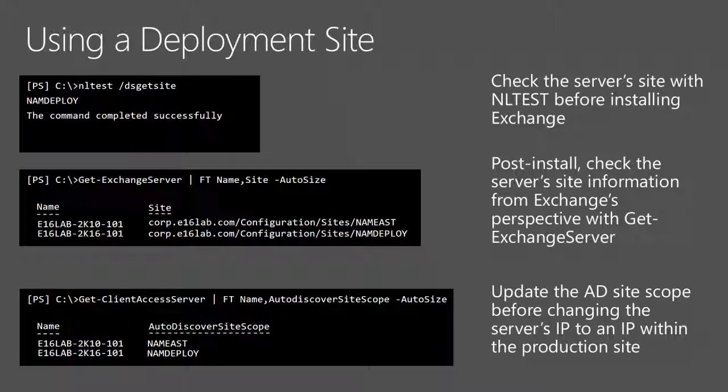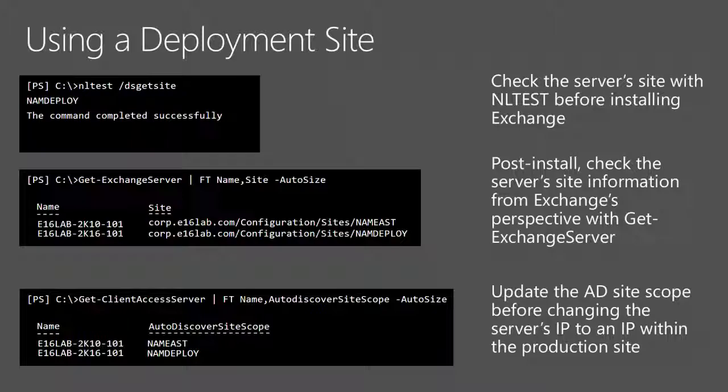So using NLTest is a great way to verify what site Windows thinks it's in. Then once Exchange is installed, you can use Get-ExchangeServer, and that will tell you what site Exchange thinks it's in, and hopefully they should match. I've actually seen cases where they don't because the admin did the subnetting wrong in AD. So you want to check that and make sure that that matches as well.